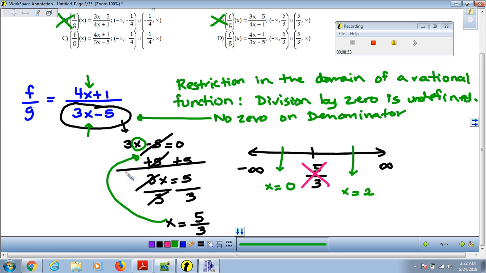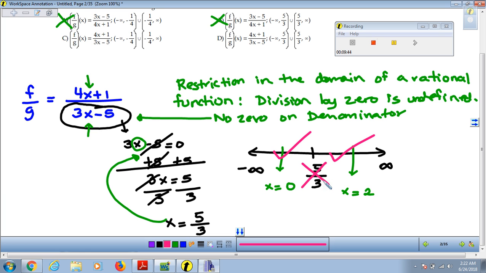So if I were to substitute here a 0, 3 times 0 is 0, 0 minus 5 is -5, and there's no issue with that. I can substitute any number to the left side of 5/3, or smaller than 5/3, and it's never going to give me a 0. Same thing with 2. I chose 2 as a representative of all the numbers that are to the right side of 5/3, that are greater than 5/3. So if I put a 2 here, 3 times 2 is 6 on this x on the denominator, and 6 minus 5 is 1. So there's no issue with having a 1.